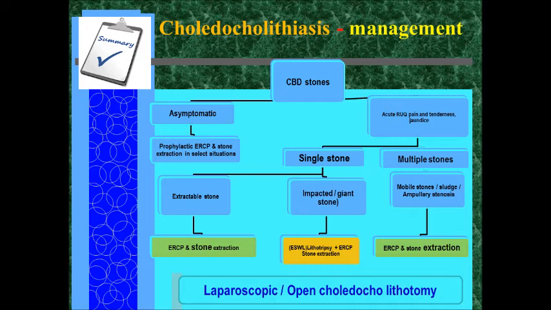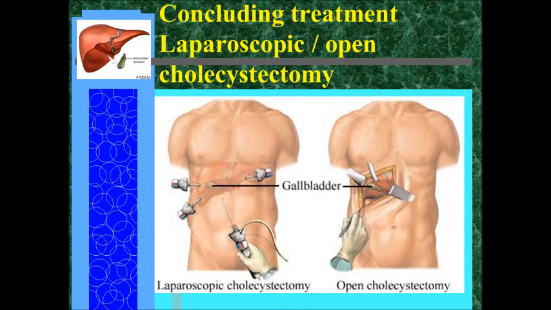When there are multiple stones, they can be extracted by balloon catheter. Laparoscopic or open choledocholithotomy may be required very rarely when the endoscopic procedures fail. The concluding treatment for gallstone disease is laparoscopic or open cholecystectomy. Laparoscopic cholecystectomy is the gold standard today.